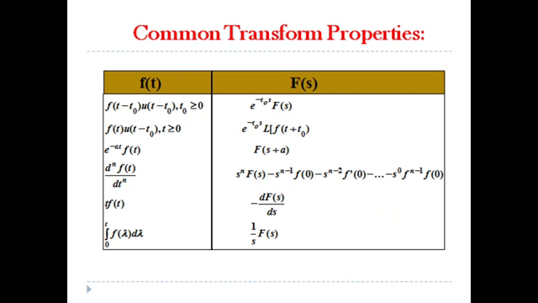e raised to minus at f of t is equal to F of (s plus a). d raised to n f of t by dt n is s raised to n F of s minus s raised to n minus 1 f of 0 minus s raised to n minus 2 f dash of 0, and so on. t f of t is minus dF of s by ds. Integral from 0 to t of f lambda d lambda is equal to 1 by s F of s.